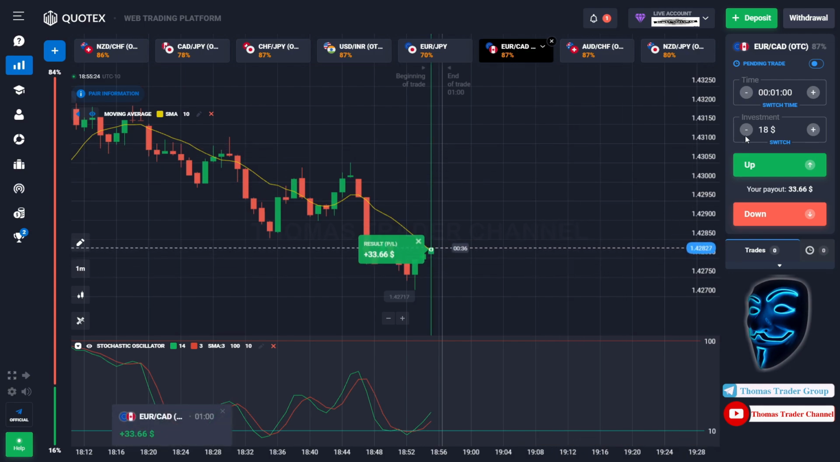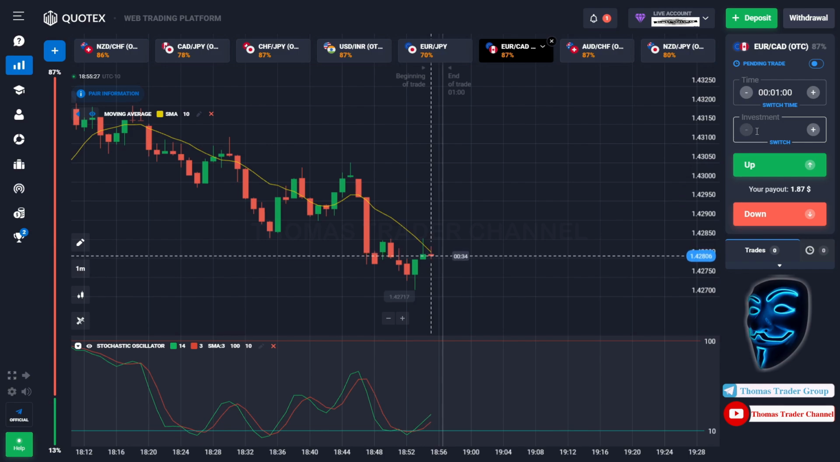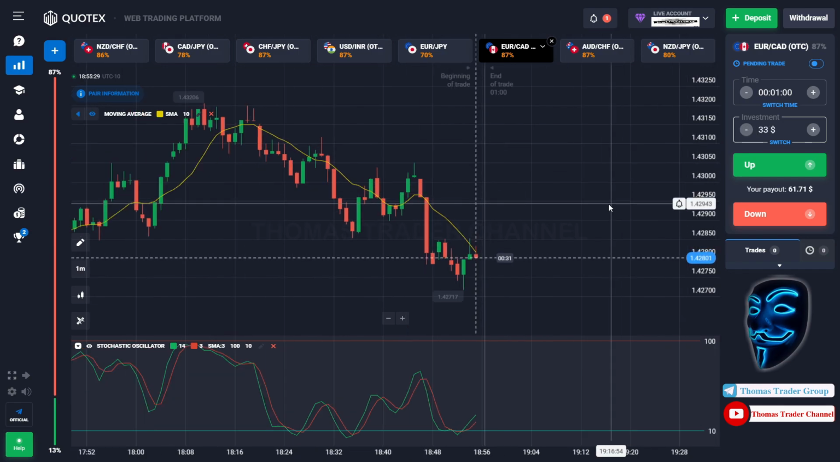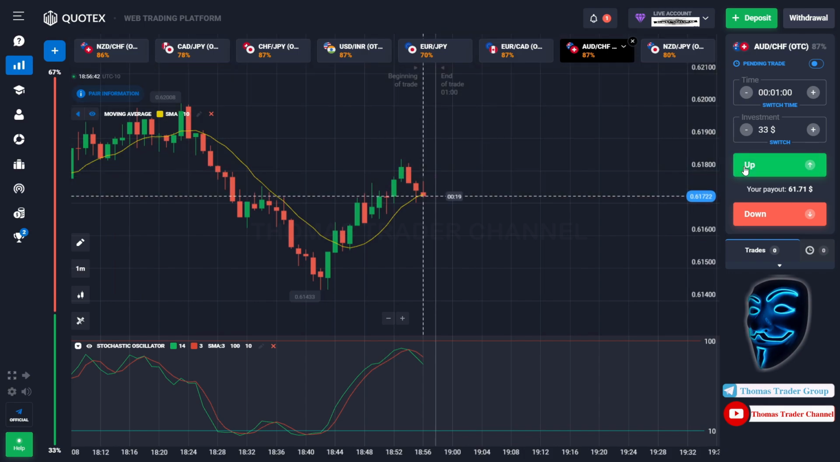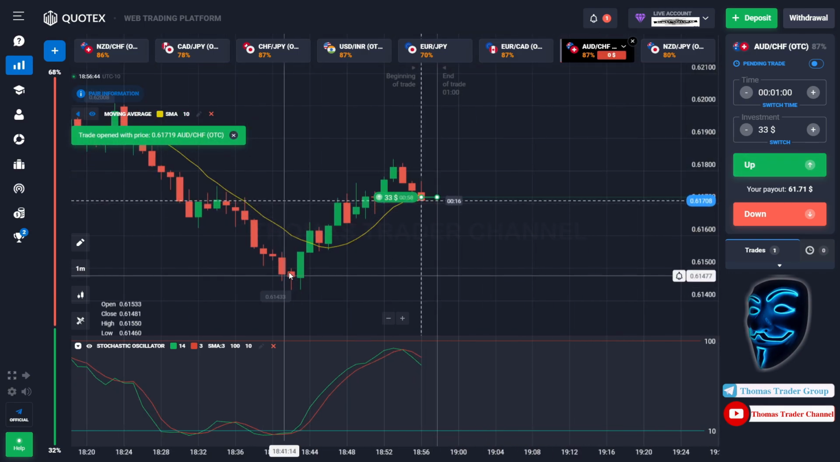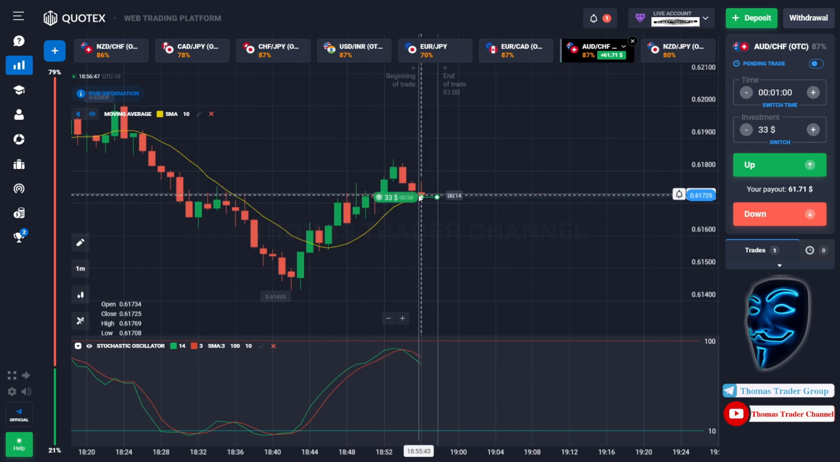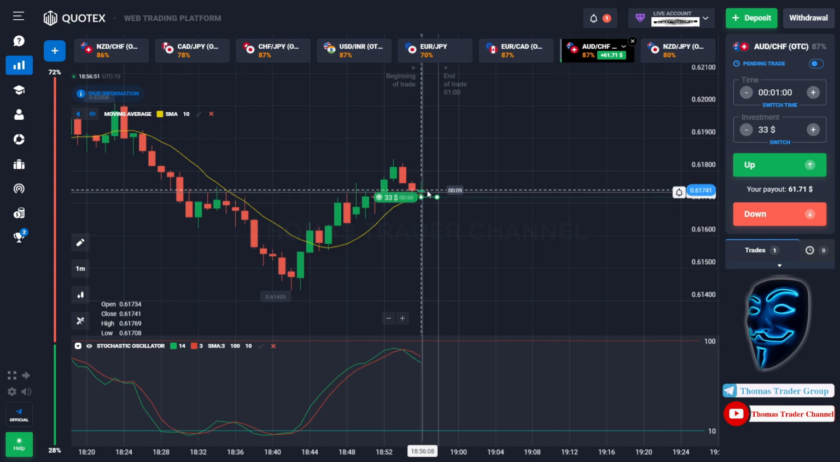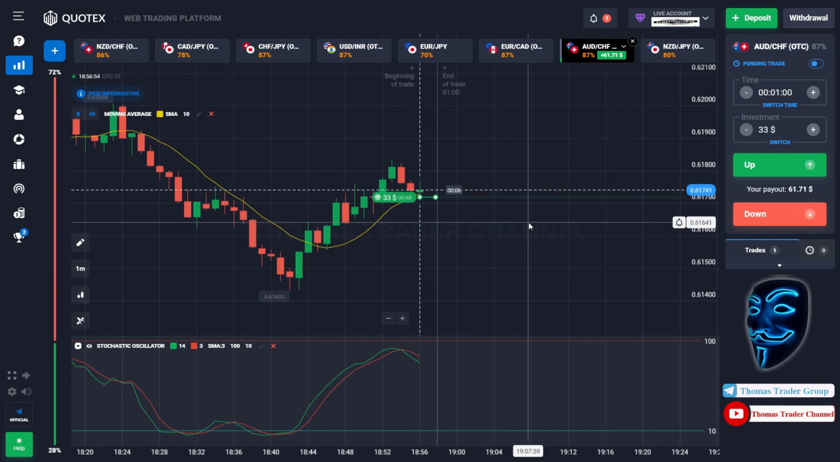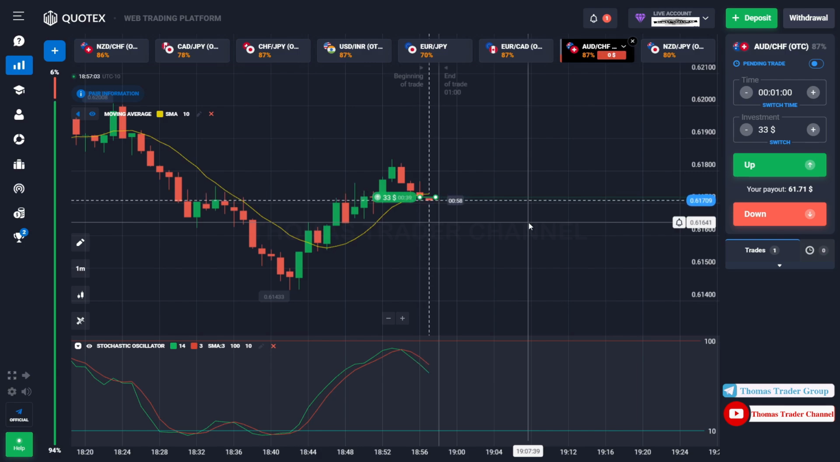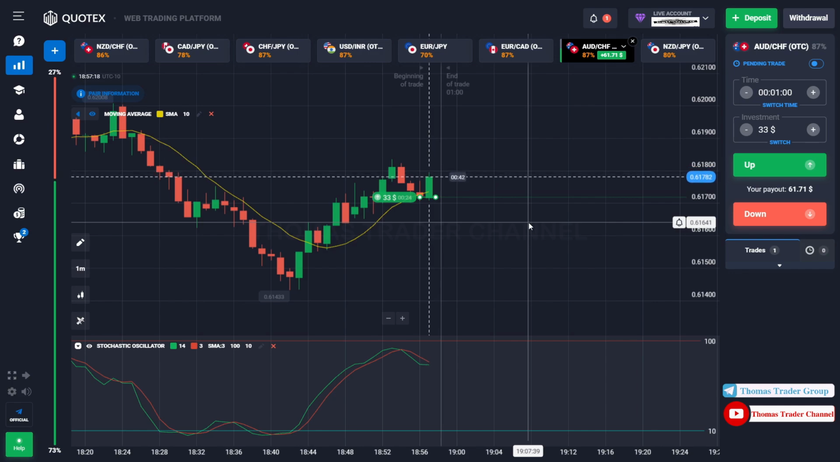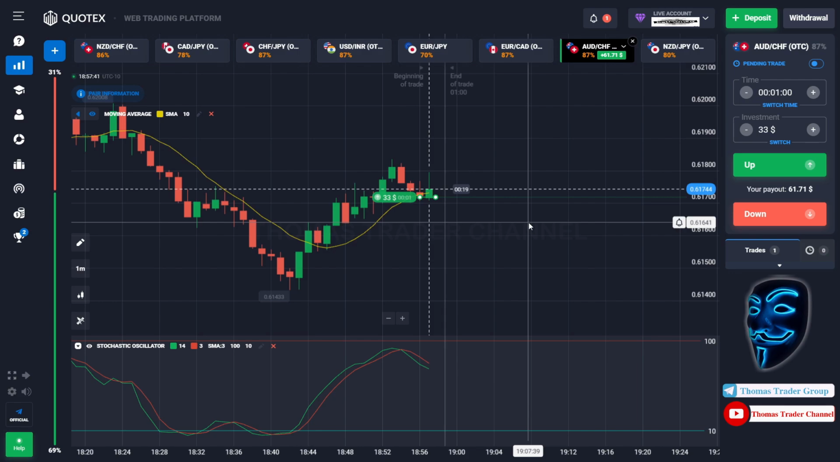Let's change our investment into $33 and let's find the other market. Over here we can open buy for 1 minute. As you can see, the market is going bullish and the market has already touched the moving average line. When the market touches the moving average line, it will make a rebound and it will continue the bullish trend. Let's prove it and let's wait till the end of our trade. We made a right prediction over here. We made a profit of $61.